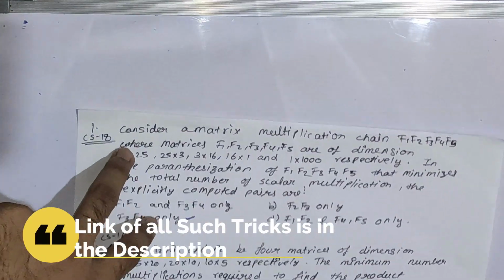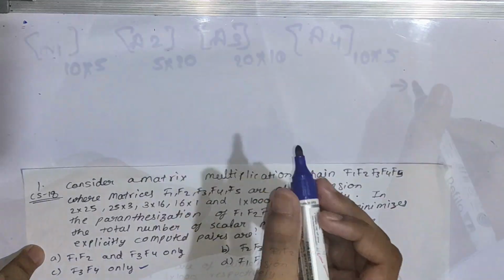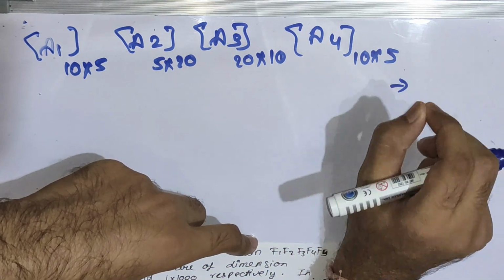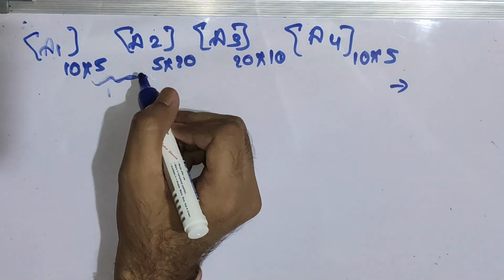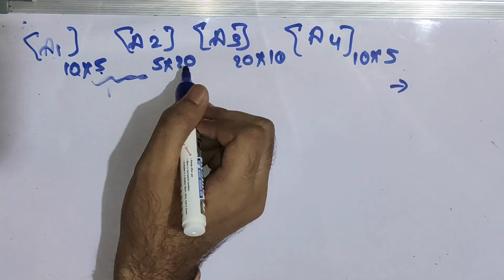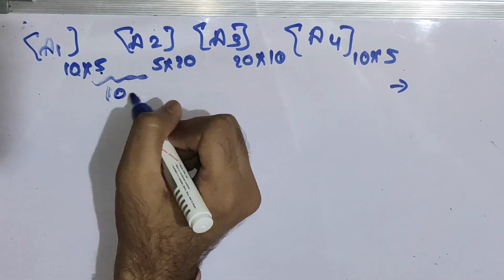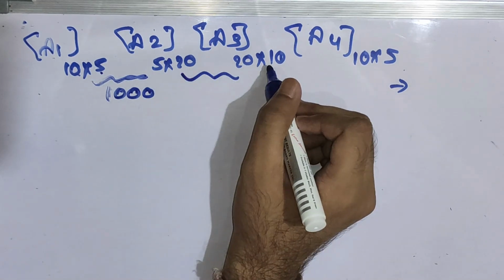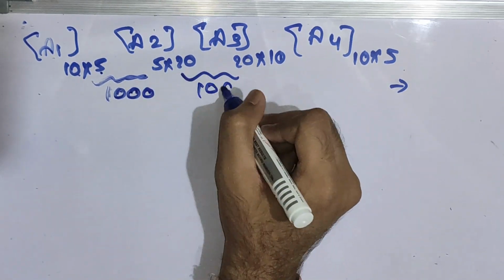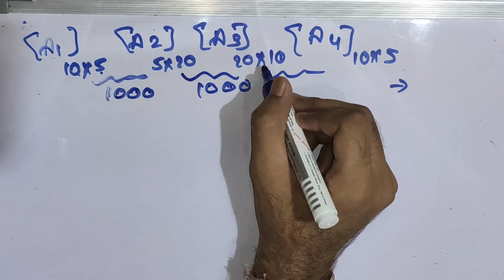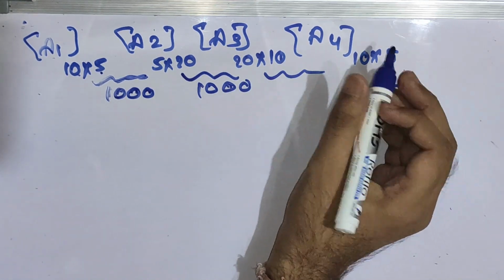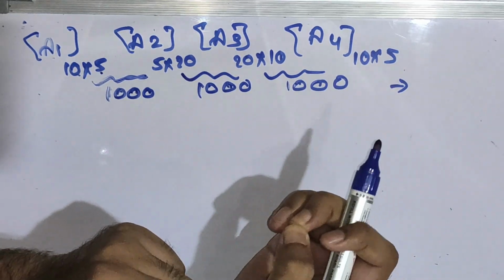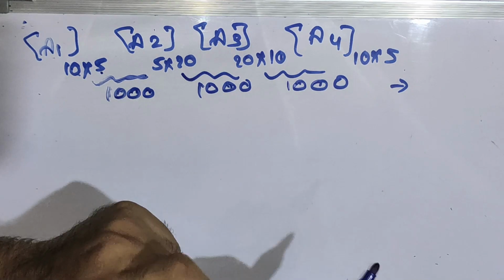So here you will use the same steps again. Let me write the matrix first. Now as per the trick, first we have to check the two matrices with less number of scalar multiplications. So if we multiply these two matrices, we will get 10 into 5 into 20, 1000. And if we multiply these two matrices, we will get 5 into 20 into 10, so 100 into 10, 1000 again. And if we multiply these two matrices, we will get 20 by 10 into 5, so basically 20 into 50, 1000. Here you are getting the same number of scalar multiplications, so here we have to go to the second step.